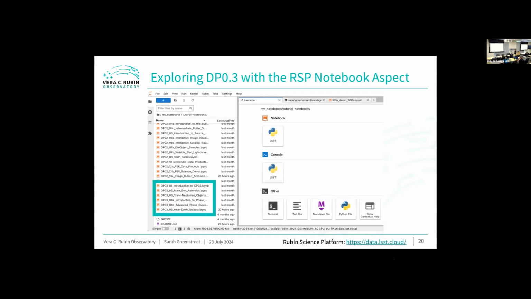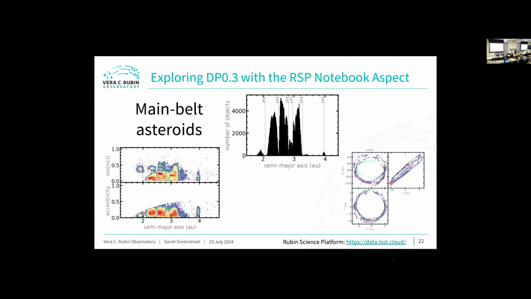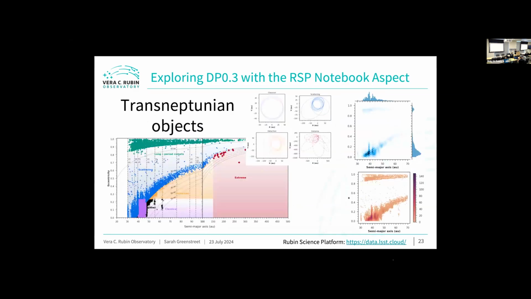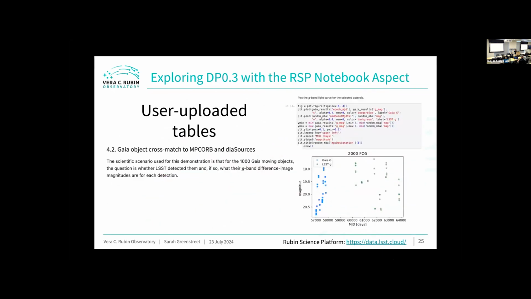If you want to, we have a number of tutorials in here as well for how to explore DP0.3 within the notebook aspect. These go through a few of the different small body populations, such as near-Earth objects, main-belt asteroids, transit-2D objects. There's a tutorial in here on constructing phase curves of solar system objects, including more advanced modeling. And there's also a tutorial in here on uploading your own tables if you want to be able to compare the simulated LSST data set with other data sets as well. Gaia is the one used in this example.